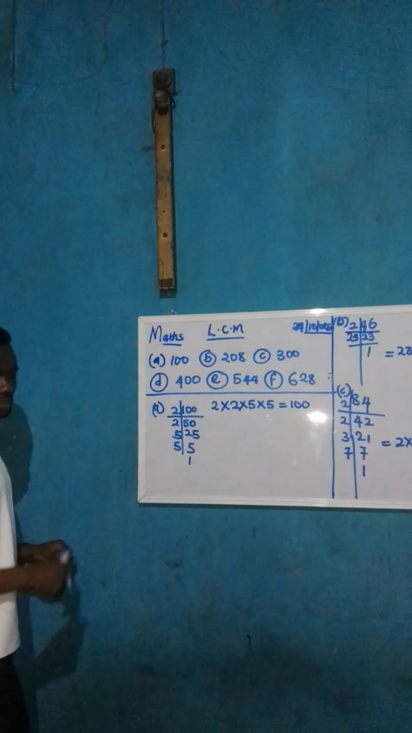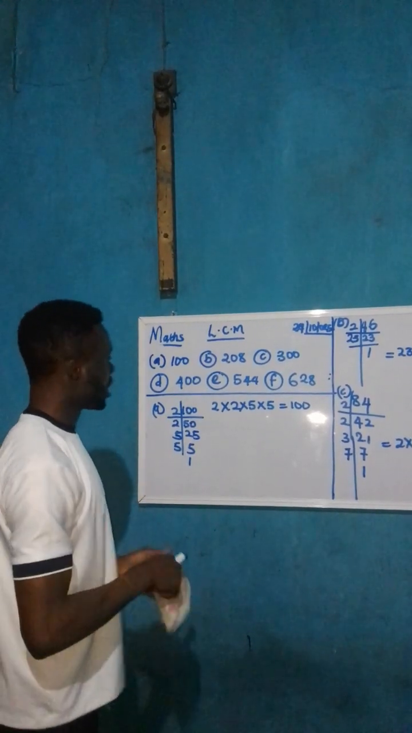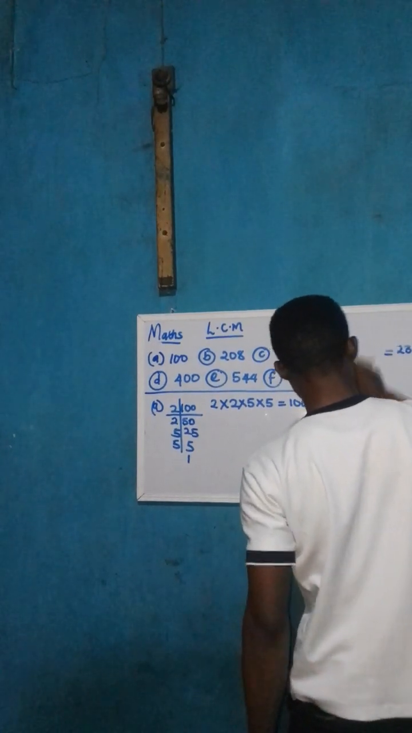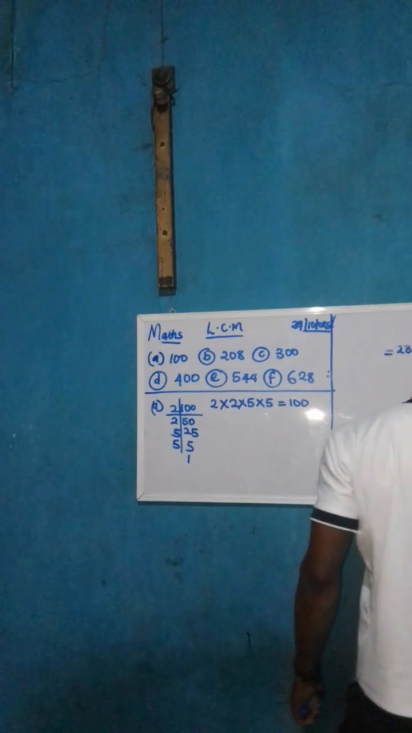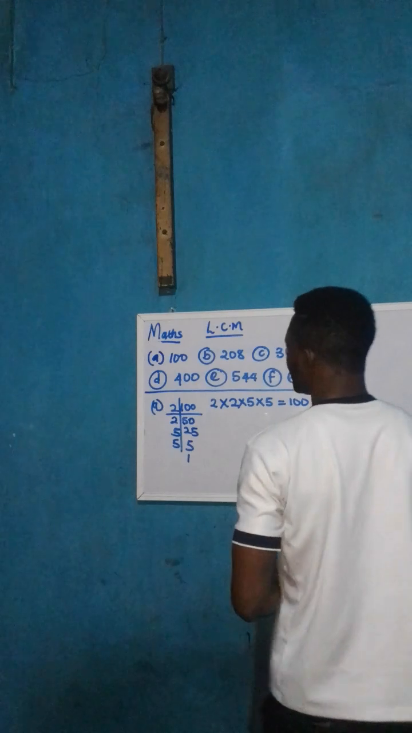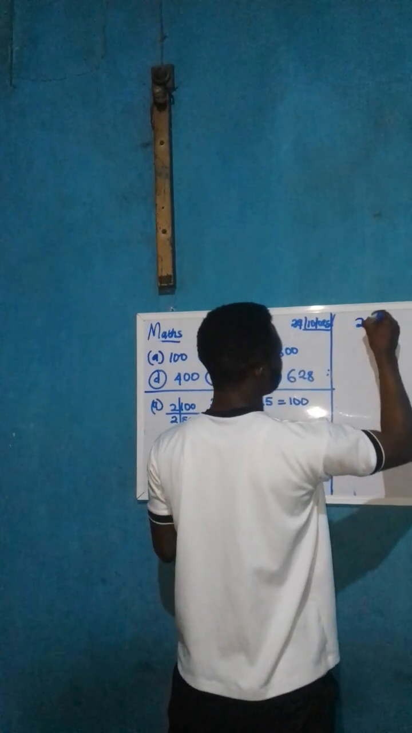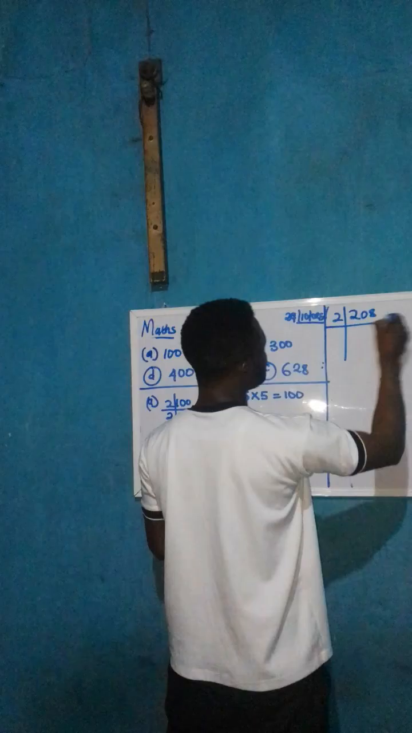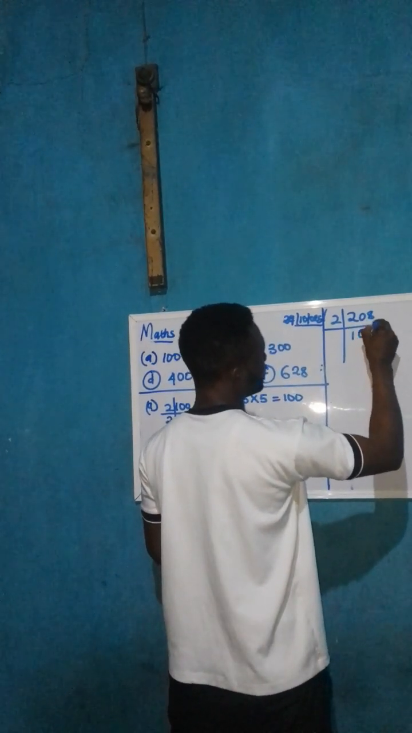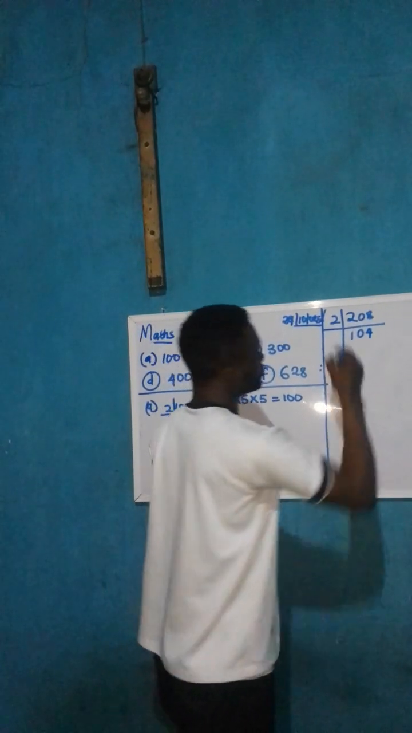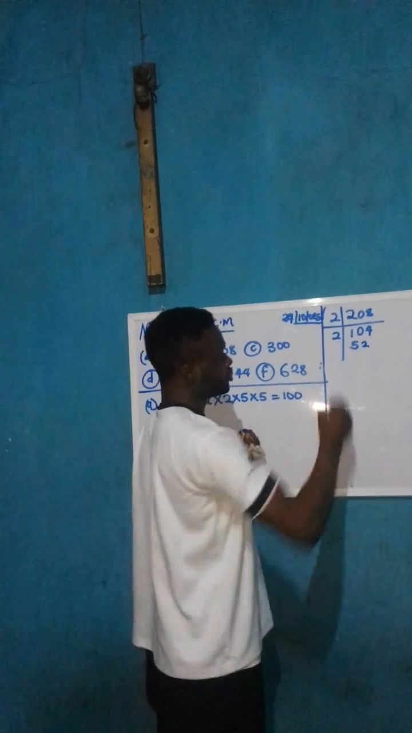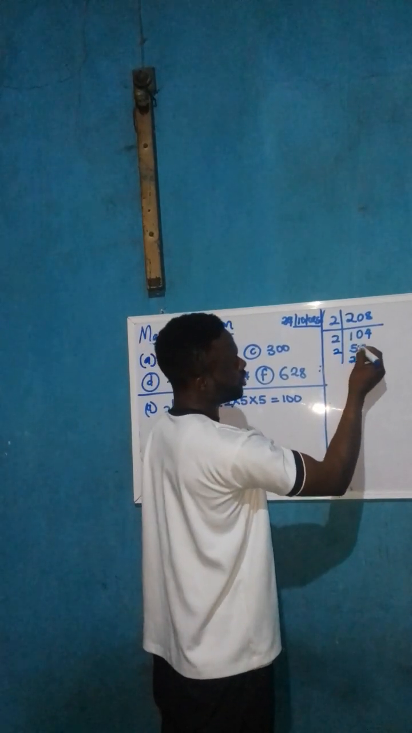Okay, so we also have another one. B, 208. So we say 208 divided by 2. 2 in 2 will give us 1. We'll bring down 0. 2 in 8 is 4. Do you see how I did it? Okay, so we use 2 again. 2 in 10 will give us 5. 2 in 4 will give us 2. See it, right? So we use 2 again. 2 in 5 will give us 2. The remaining one, we put it here.